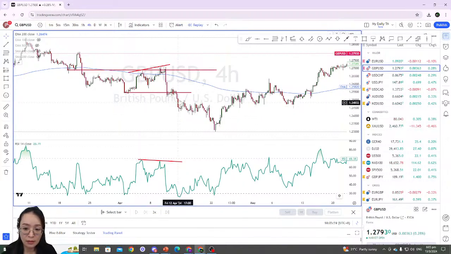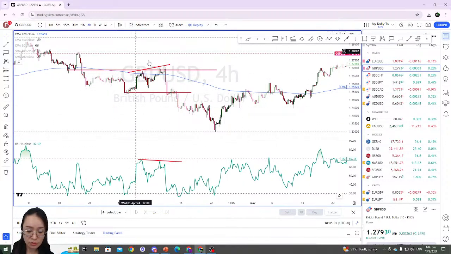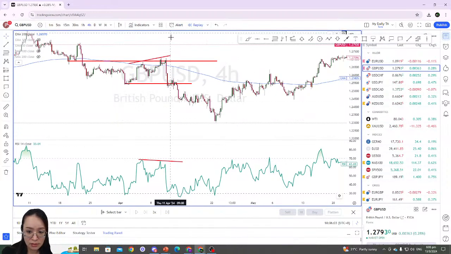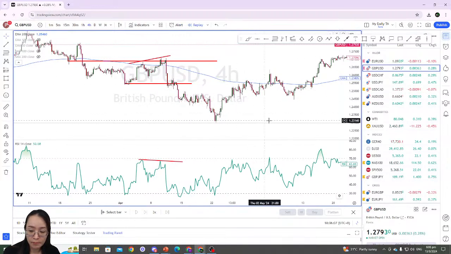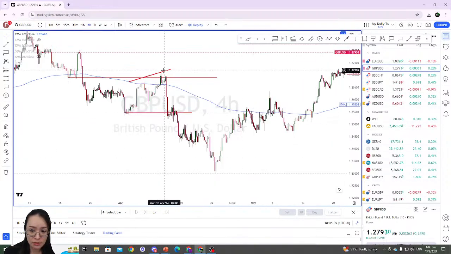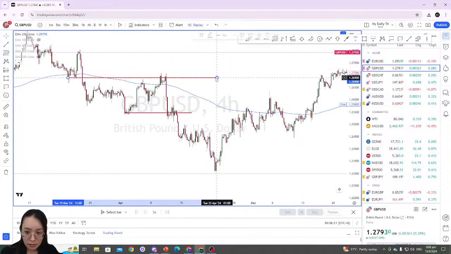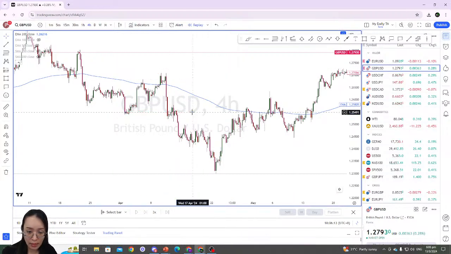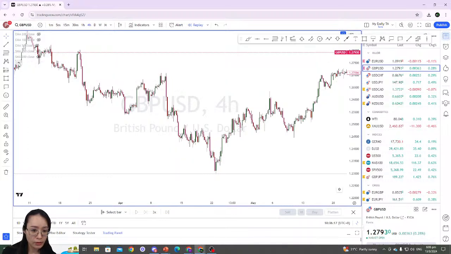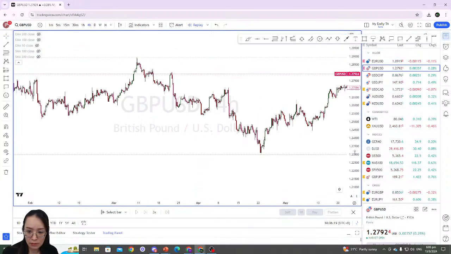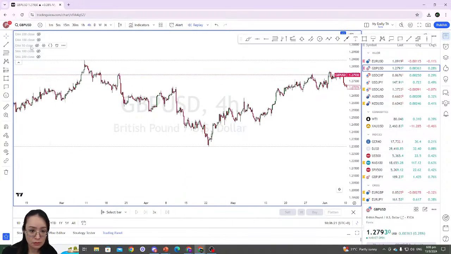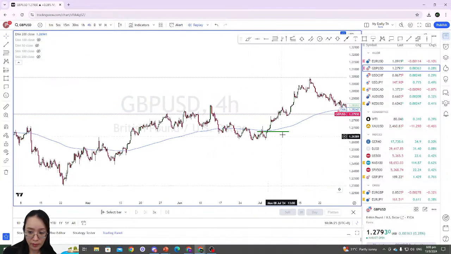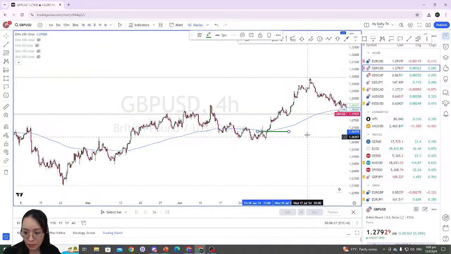You don't have to put a TP, just use the trailing stop loss if you want to keep holding your position. But I'm a day trader, so I don't like to hold my orders overnight. So this is identifying the trend. It works very well with currency pairs as well.